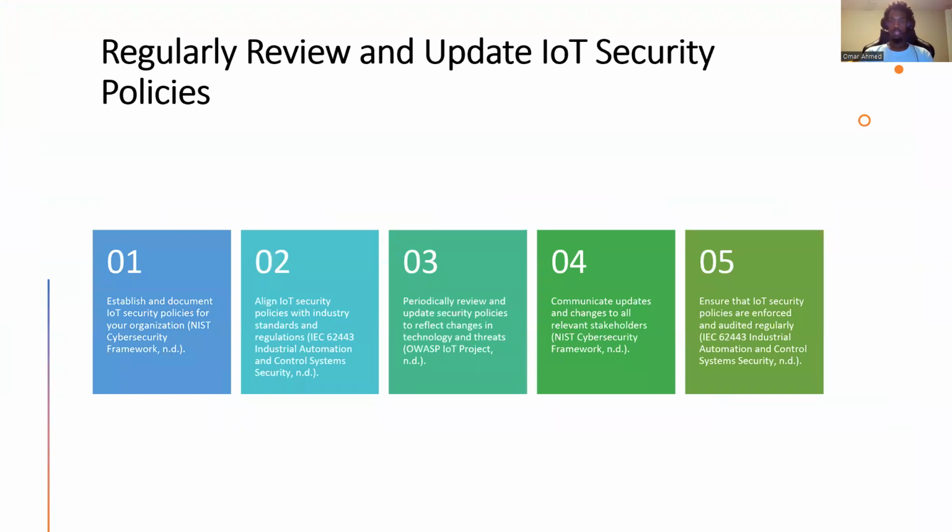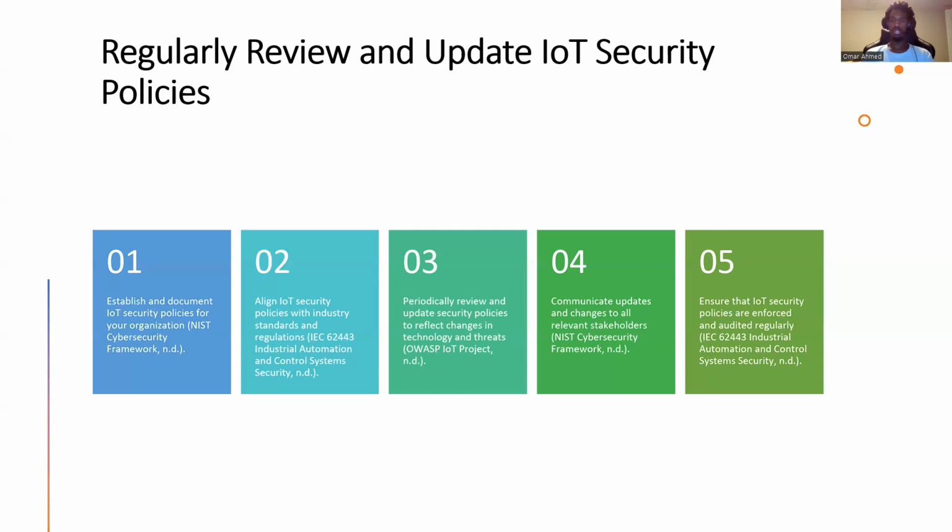The ninth and final best practice, of which from the original seven practices, there were two additional practices that I had ended up adding later on. The ninth best practice for securing Internet of Things devices is to regularly review and update Internet of Things security policies. Establish and document Internet of Things security policies for your organization, outlining the requirements and expectations for protecting Internet of Things devices, data, and networks.